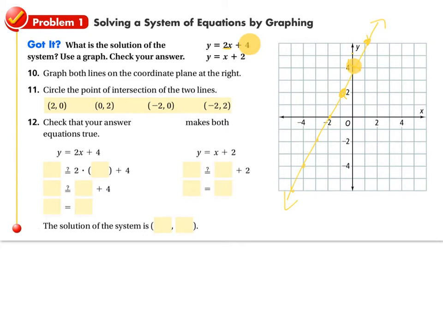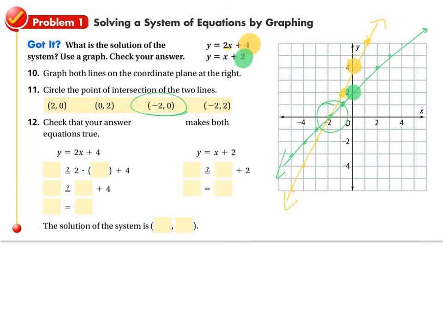Let's look at the next line. This one has a y-intercept of 2. So I'm going to put a dot on 2. And then it has a slope of 1. So it rises 1, runs 1, or rises negative 1, runs negative 1. So here's going to be its line. And as you can see, right here is where it crosses. So it crosses at (-2, 0).